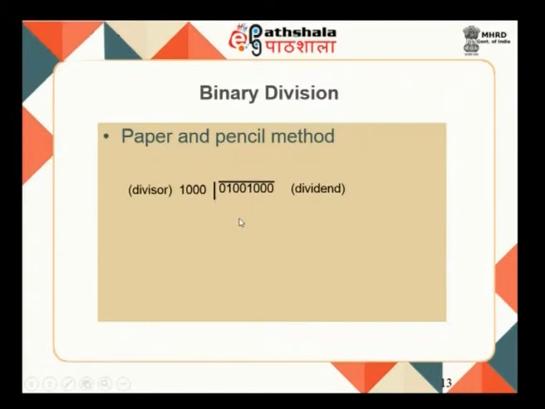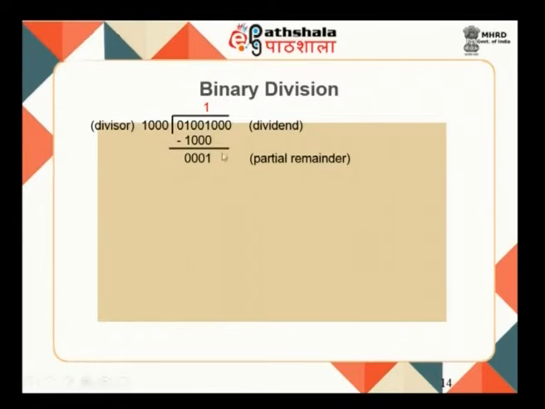But when you do a machine implementation, you have to do it a little more systematically. Now, the paper and pencil method has been indicated here. As I told you, you look at the first 4 bits, you know that it is not going to work. So, you can't generate a quotient bit of 1. Now, you look at the first 5 bits, subtract the divisor from it, generate a quotient bit of 1, and this is the partial remainder that you get.